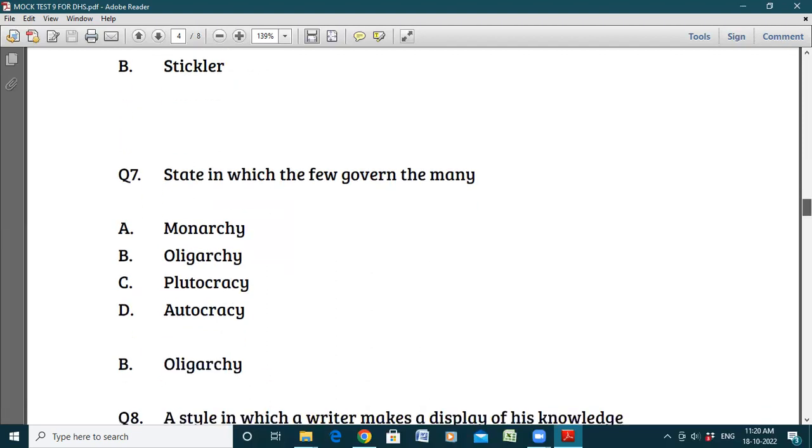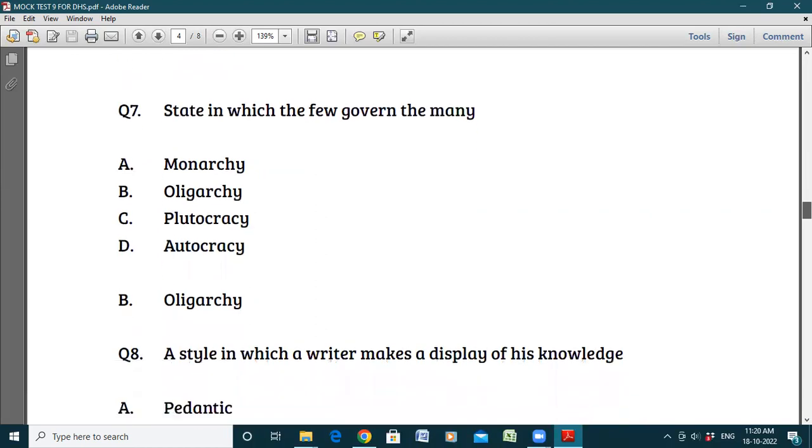And the correct answer will be oligarchy. So the state in which the few govern the many is oligarchy. Option B is the correct answer.